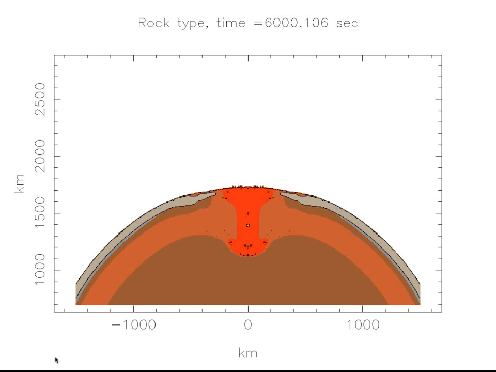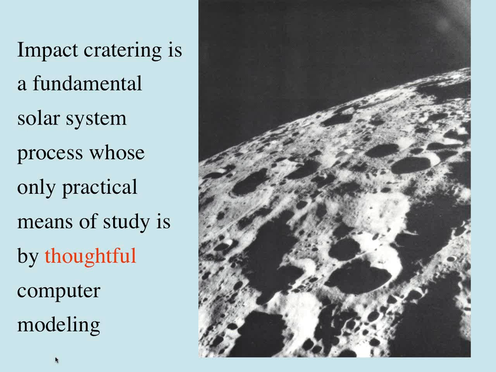It is by doing simulations of what we expect to occur, putting in everything that we know about what the impact should do, and then comparing it with observations. So the final conclusion is that impact cratering is one of the most fundamental solar system processes, and it's a process that is at such a scale and involving such energy releases that the only practical means of study is by modeling, and I want to emphasize thoughtful computer modeling. You can't be sloppy about this or you mislead yourself. I'll stop there and take any questions.